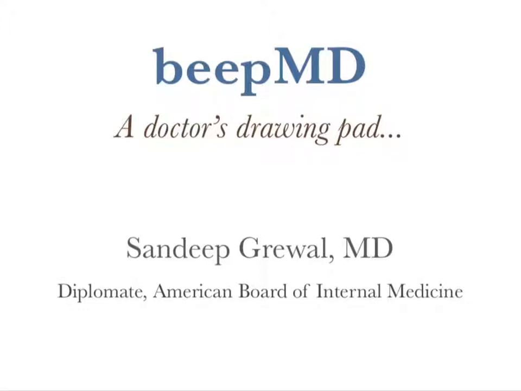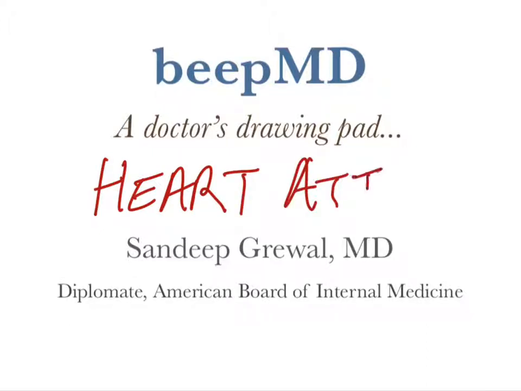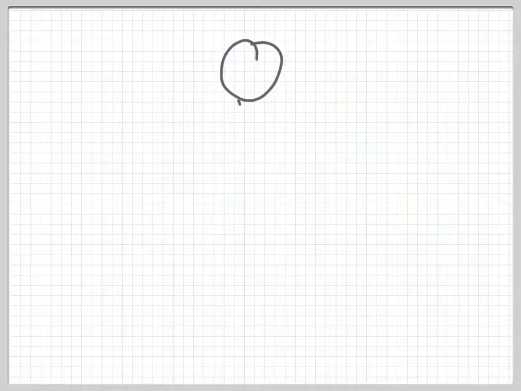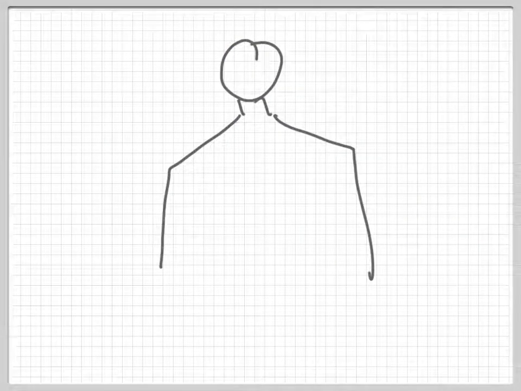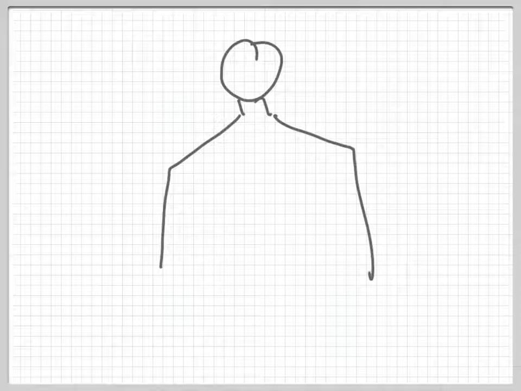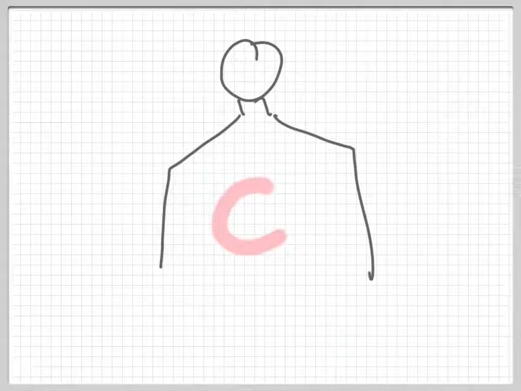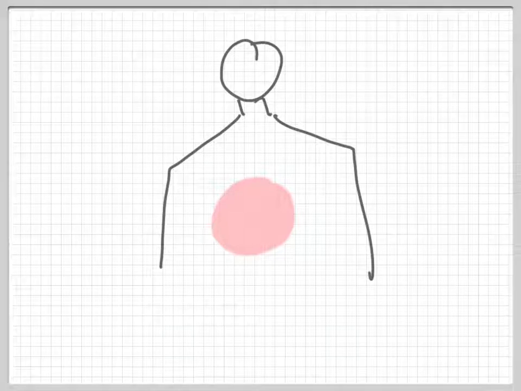So today we are going to talk about heart attack. We hear about heart attack quite a bit, but let's understand in a simpler way what it is. So here's my pad and I'm drawing a human body with a head and a chest. And this is our heart in the center of the chest. It is not really circular, but for convenience sake I made it that way.